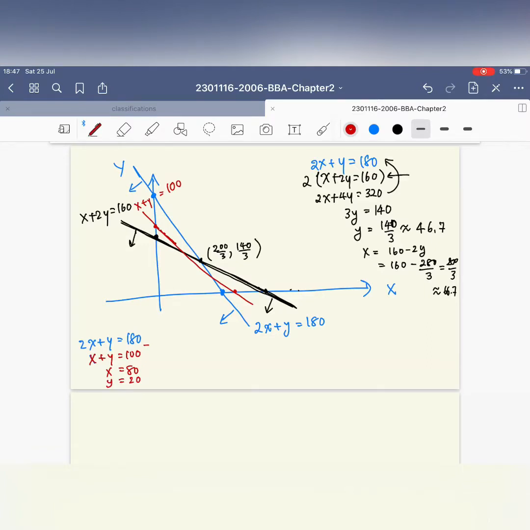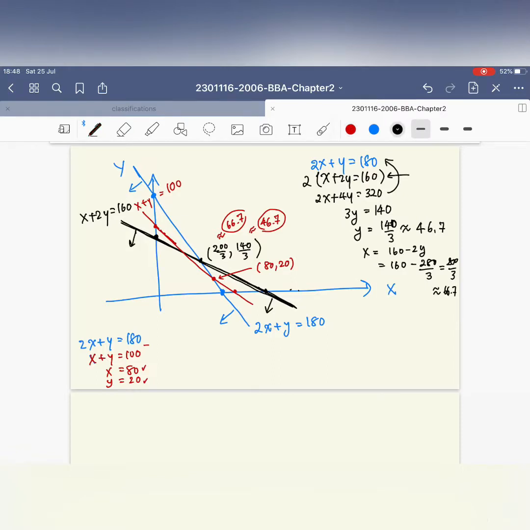Don't forget that for this one, your x is about 66.7 and your y is about 46.7. Here your x is 80, so it is of course on the right of 66, and your y is 20, so of course it is underneath your 46. So this point is correct. Here your x is 80, your y is 20.